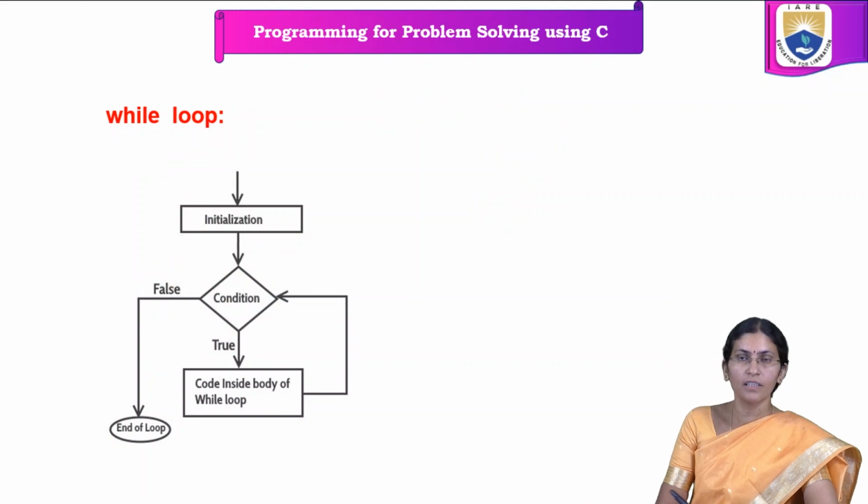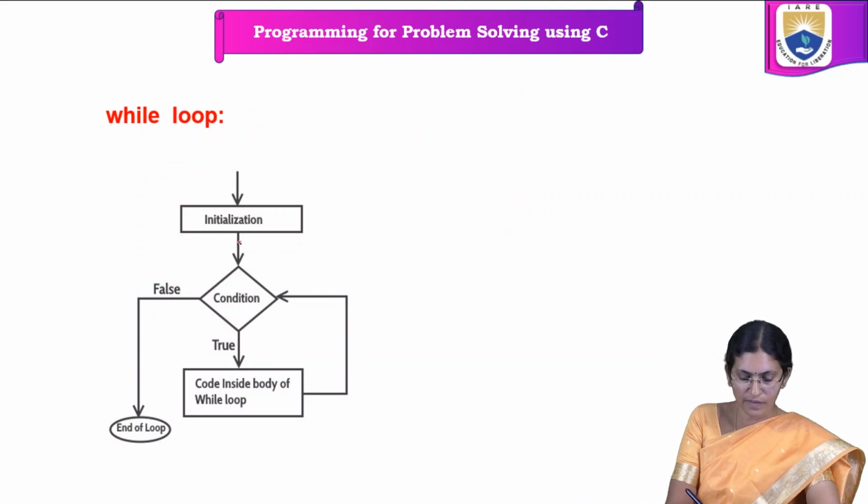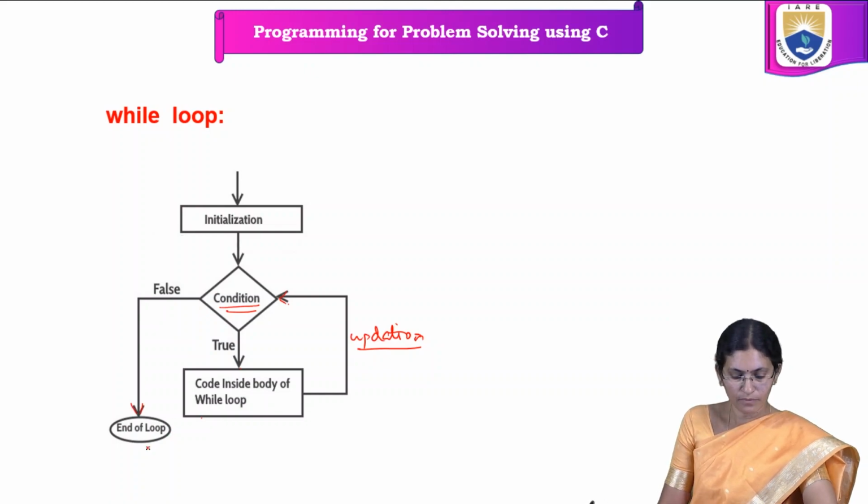Now let us see the flowchart of the while loop. At the start, variable initialization will be done, then the condition is checked. If the condition is true, the code inside the body of the while loop will be executed. Then inside this loop we have included the update expression also, so updation will be done. Then again the condition will be checked. This will go on repeating until the condition becomes false. As soon as the condition becomes false, it will come to the end of the loop, and control will be transferred outside the while loop.